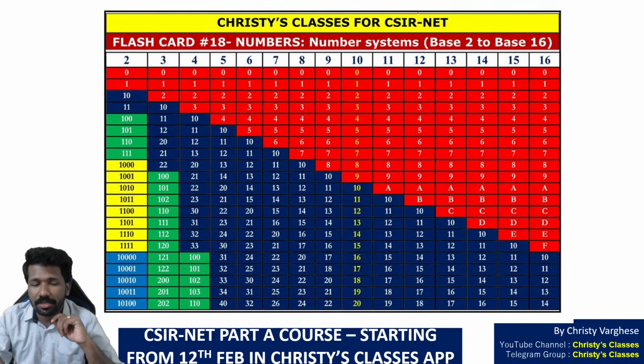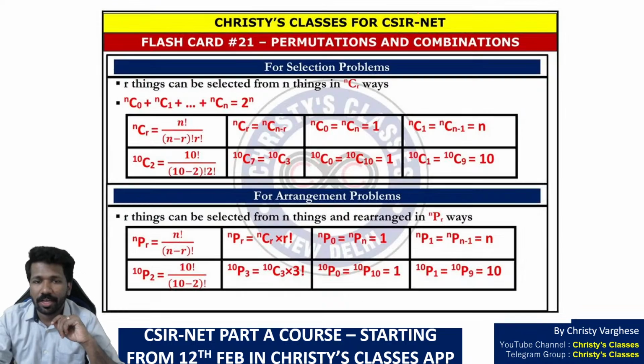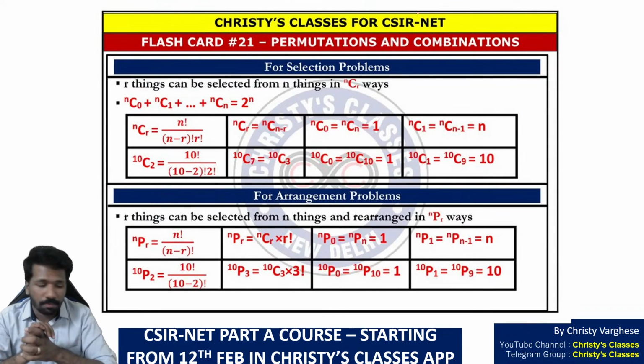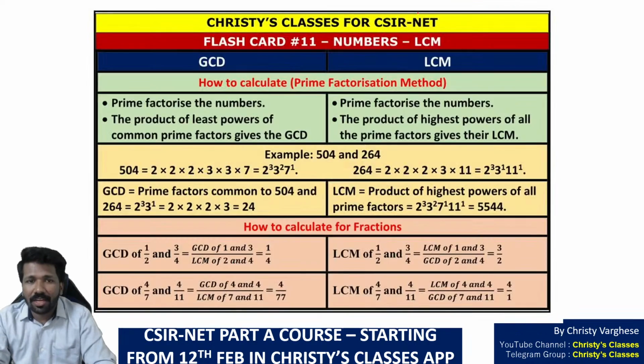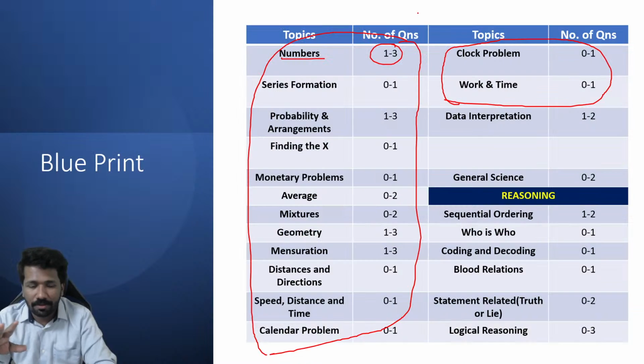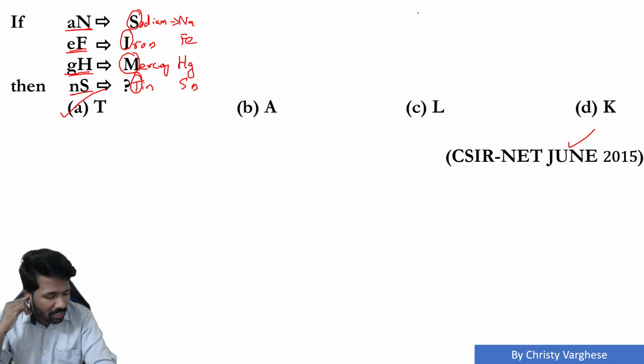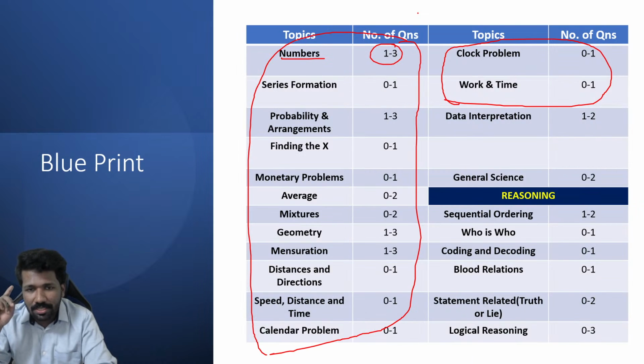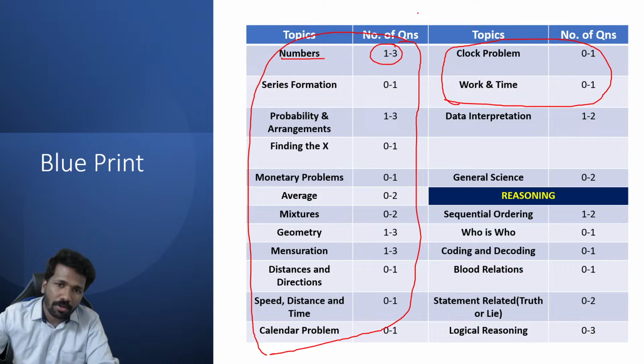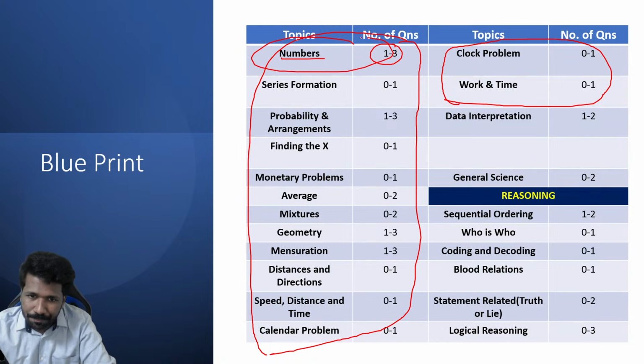Now number system, different types of number systems are important. Different types of number systems, and how to convert number systems, that is also important. So those are the major areas of number system. Number system itself we have categorized into almost 16 sub areas. 16 sub areas. So normally 1 to 3 questions come from number system.